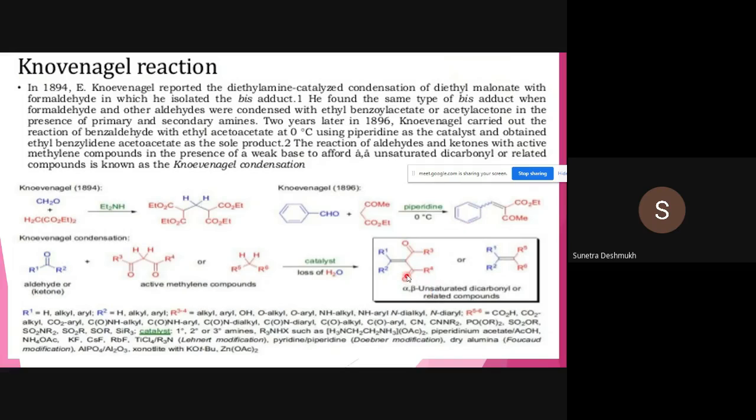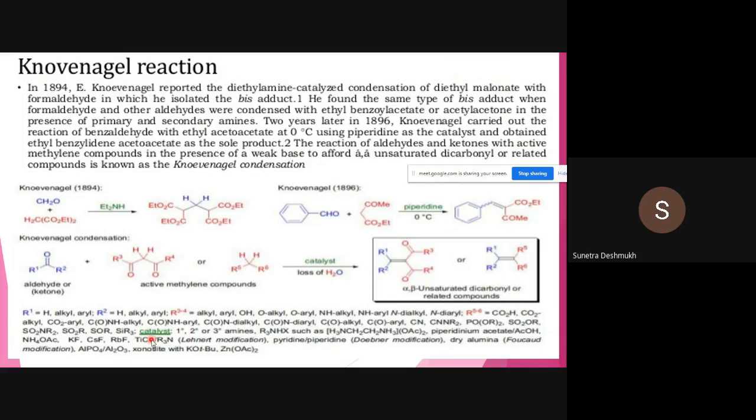So here, what is the product? Alpha-beta unsaturated dicarbonyl or related compounds. That is nothing but our Knoevenagel condensation reaction. So here, in the substrate scope, I have given what types of different starting materials, a variety of starting materials we can incorporate, and we can carry out the reaction to synthesize this olefin.